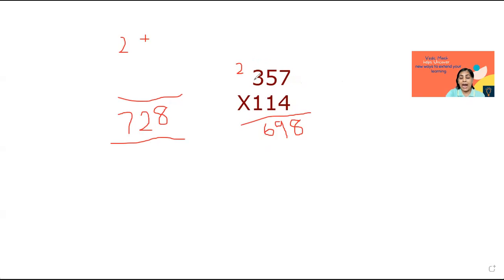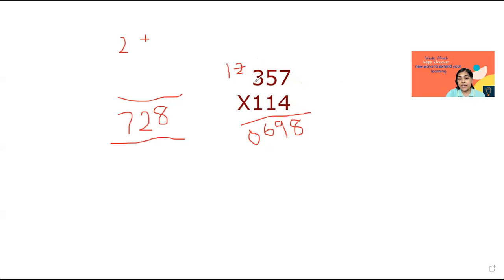Now we are going to add 3 plus 5. 3 plus 5 is 8. Sorry, we are not going to multiply. 3 plus 5 is 8. 8 plus 2 is 10. And I'm going to write here 0. I'll strike off this, and I have 1.